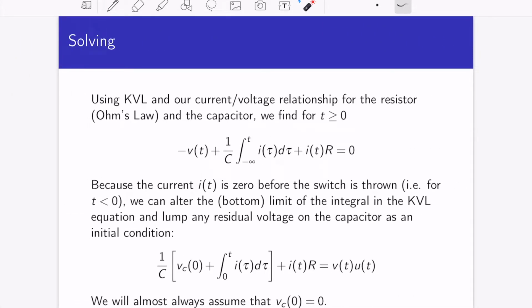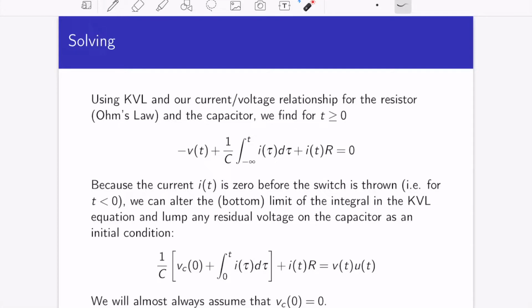So going back to our circuit, we can use Kirchhoff's voltage law and our understanding of the current-voltage relationship for a resistor and for a capacitor. So we can write an equation for t greater than or equal to 0: minus v(t) plus the voltage across the capacitor, which is 1/C times the integral from minus infinity to time t of i(tau) d tau, and then the voltage across the resistor is i(t) times R, and that will all be equal to 0 based on KVL.